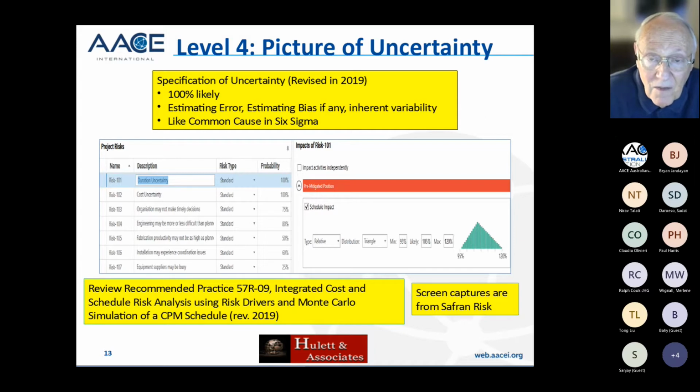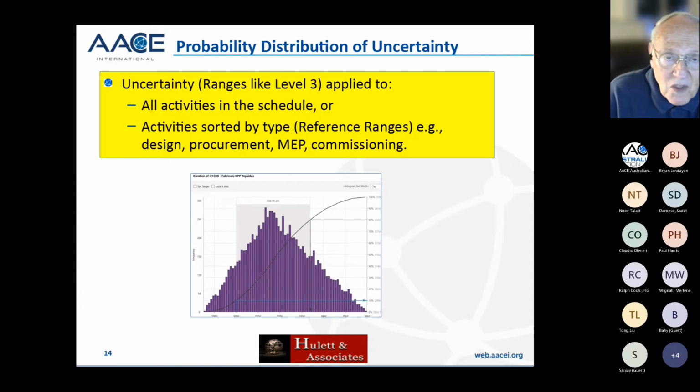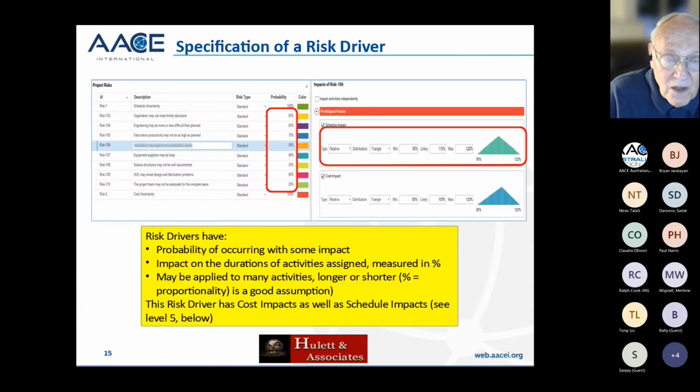And if they are not acting independently, then they also make the activities correlated. As I say, they can be made in reference ranges like individual parts of the schedule, or they can be assigned to the whole schedule, but they're 100% likely. By the way, the screen captures here are from Safran Risk, which we use a lot. And that's what the screen capture is for uncertainty.